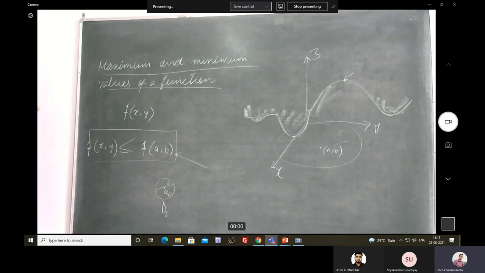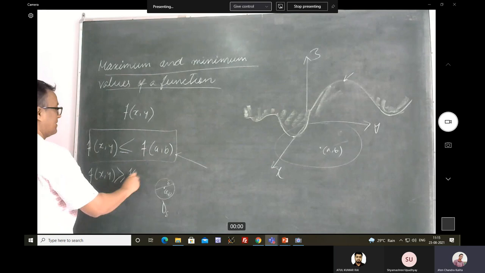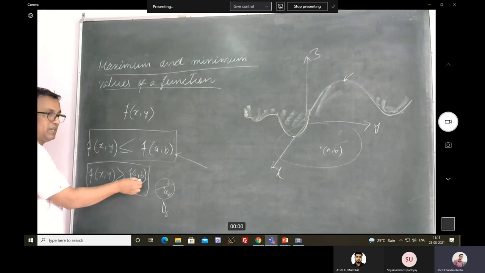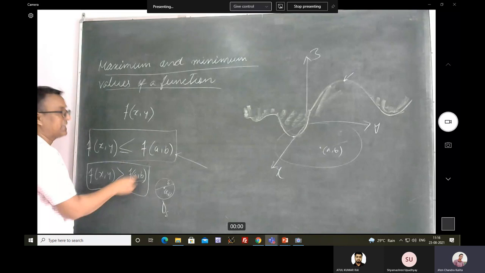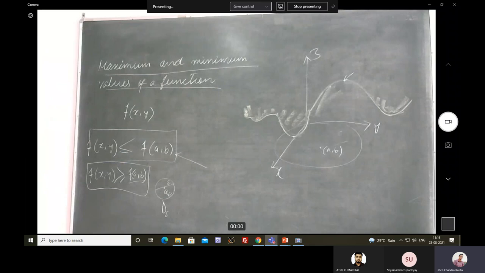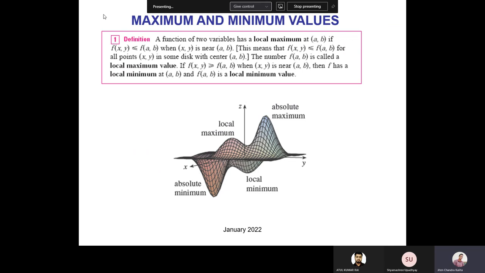Likewise, if you have the reverse relation for all the neighboring points of (a, b), then we say that the function f has a local minimum at the point (a, b). So I'm just going to run through some of my slides, so that it is easier for you to have a better understanding.